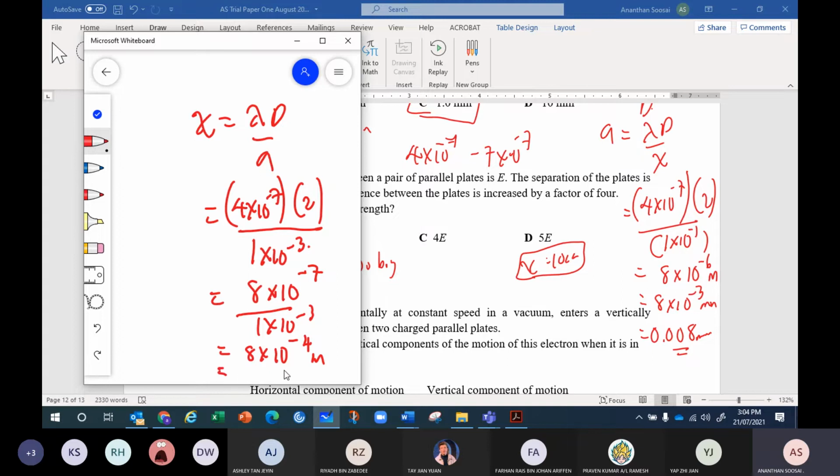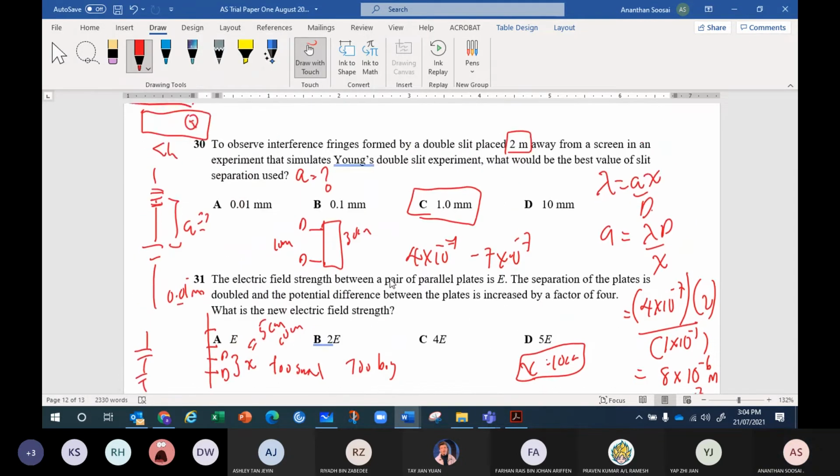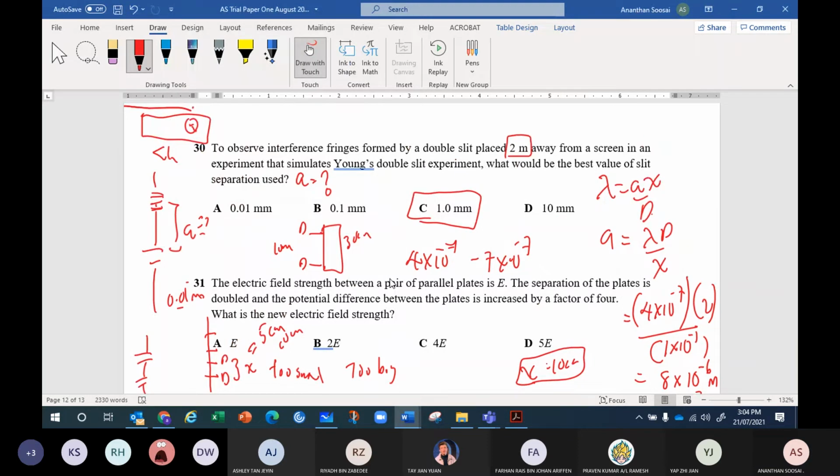x in centimeter will be what? In centimeter it will be 8 times 10 power of negative 2 centimeter, like 0.08 centimeter. Very small for a. Very small. It should be 0.01 mm. Makes sense.